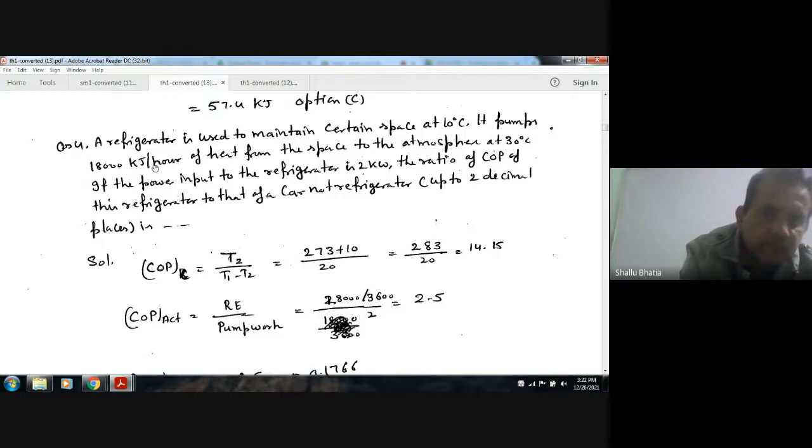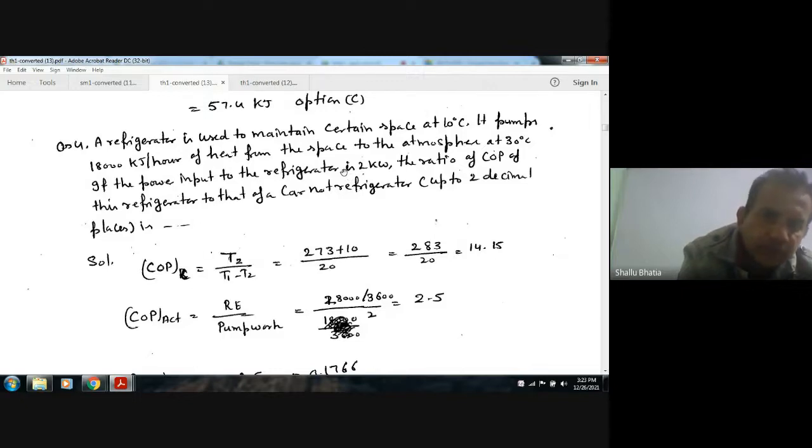So the power input of the refrigerator, or the work done, is 2 kilowatt, and we need the ratio of COP of the refrigerator to the Carnot refrigerator. Now the COP of the Carnot refrigerator is nothing but minimum temperature divided by temperature difference. So it is 273 plus 10, divided by the temperature difference 30 minus 10, that is 20. So it is 14.15, the COP of the Carnot cycle.